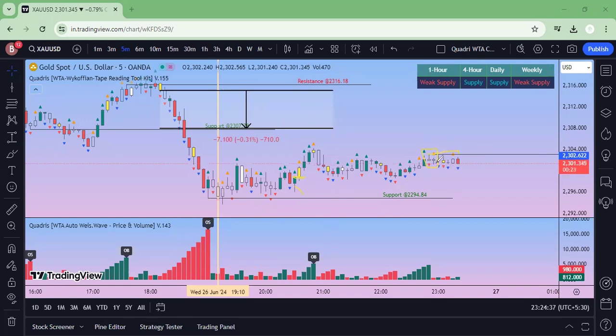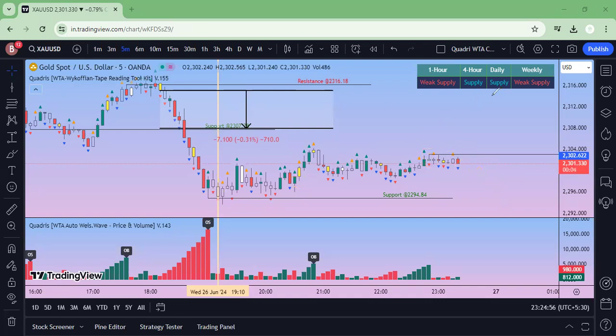exit my trade because I don't want to get into a trade wherein there is a probability of the price going downwards. The reason being this one. We have supply and supply on daily and 4 hour bars. So this entire day is of selling.